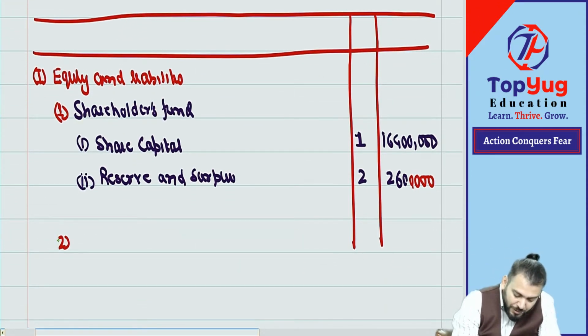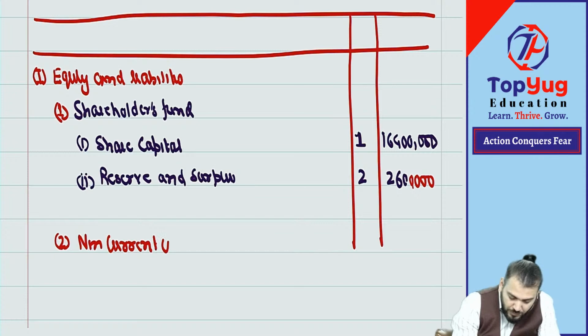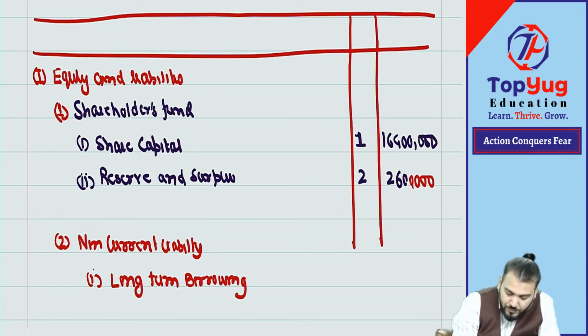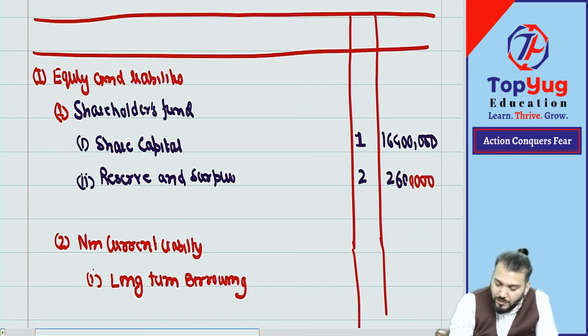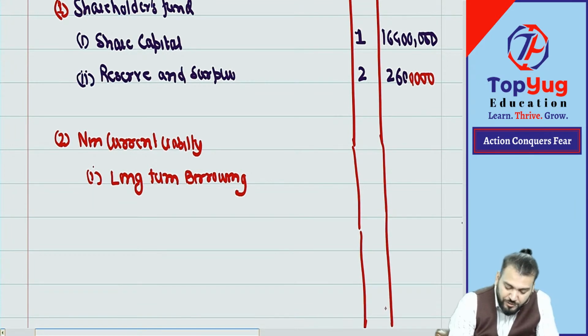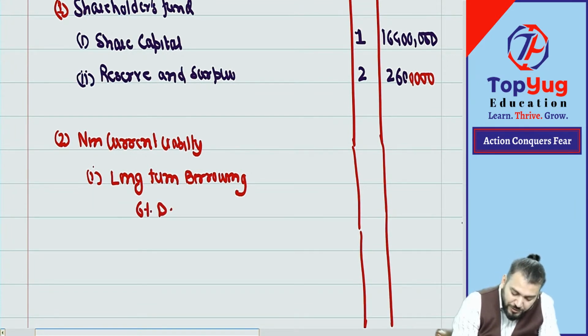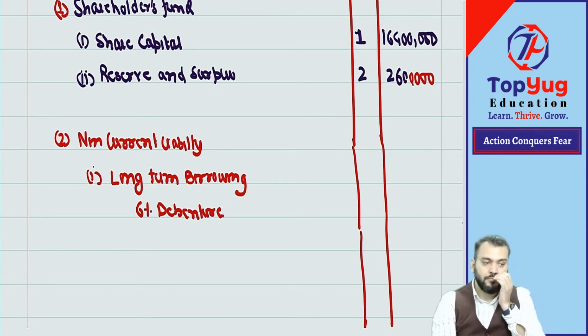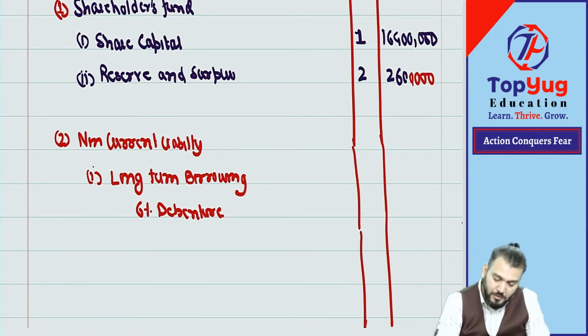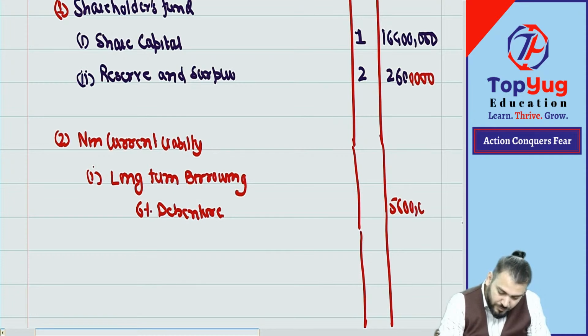Right. Then point number 2 is what? Non-current liability. In that what we write down? Long-term borrowing. And we have what? Now 5% debenture become what? 6% debenture. You can add on here only 6% debenture. How much? It is 56 lakh.